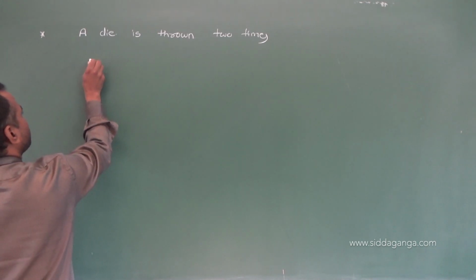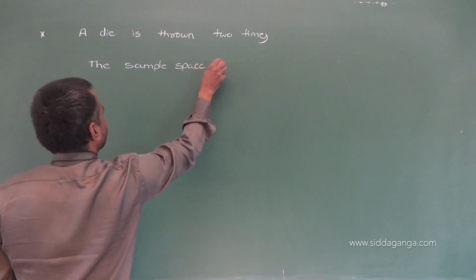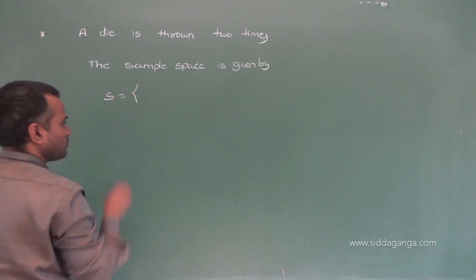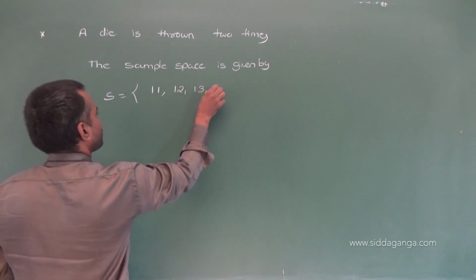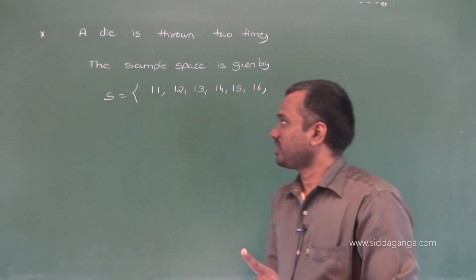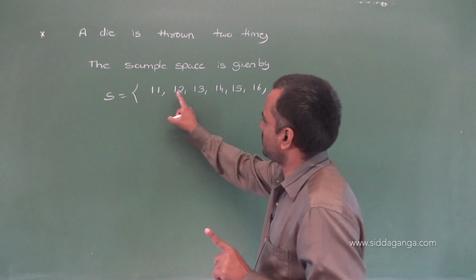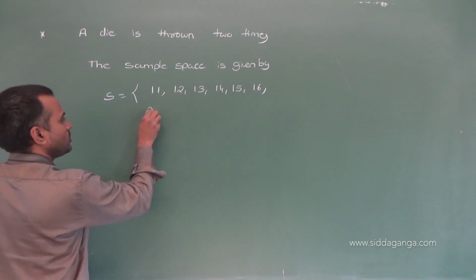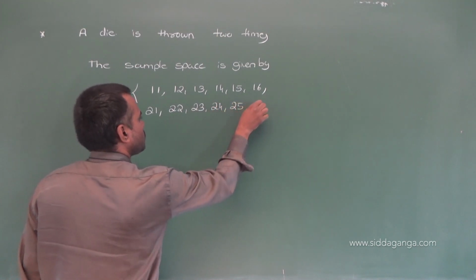So, how to write this one? The sample space is given by S is equal to: first one, (1,1), (1,2), (1,3), (1,4), (1,5), (1,6). What I do? I fix 1 in the first place, then start 1, 2, 3, 4, 5, 6. Next, I fix 2 in the first place and start: (2,1), (2,2), (2,3), (2,4), (2,5), (2,6).